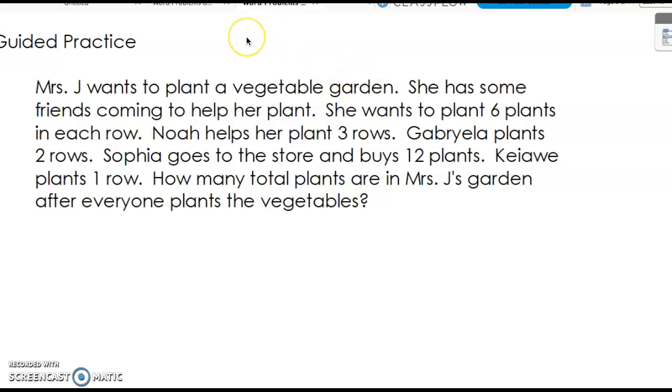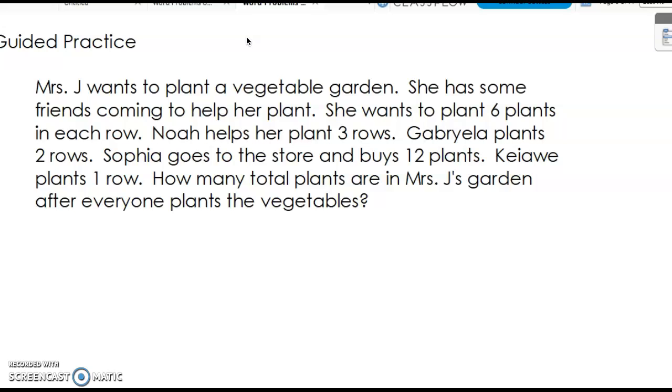Miss J wants to plant a vegetable garden. She has some friends coming to help her plant. She wants to plant 6 plants in each row. Noah helps her plant 3 rows. Gabriella plants 2 rows. Sophia goes to the store and buys 12 plants. Kiave plants 1 row. How many total plants are in Miss J's garden after everyone plants the vegetables?